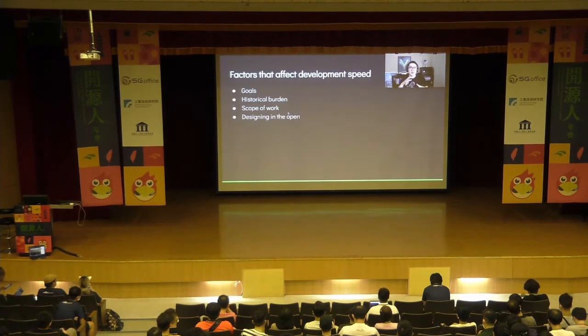So I want to quickly go through some takeaways that are more generic and would apply to a lot of other open source projects. Some factors that would affect the development speed of a major rewrite. The first is goals. The second is historical burden. Third is the scope of work. And finally is how open you want the design to be.